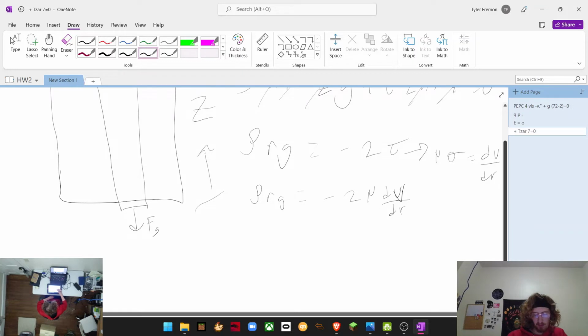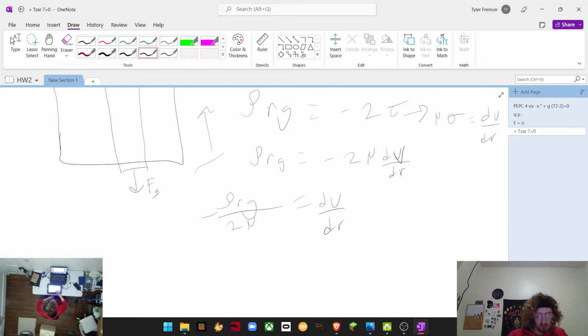And we want to solve for velocity for right now. So we're going to have negative rho r g over 2 mu equal to dV over dr. And then we're going to take the indefinite integral of both sides, and then we'll solve for c in a second.